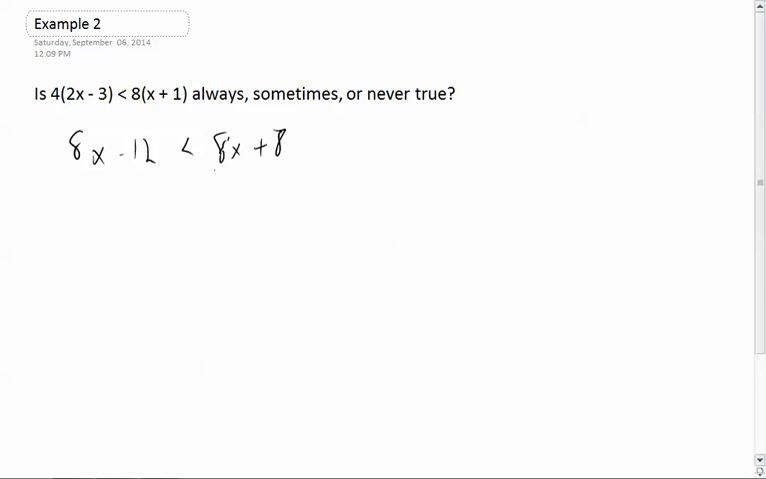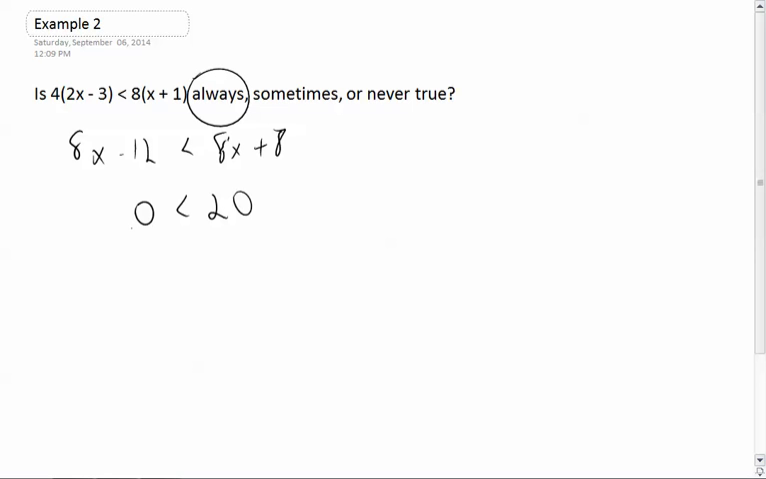Let's combine like terms. What I'm going to get here is if I move the 8x over to this side, and I subtract it from both sides, I'm going to get 0 is less than, now let's move that over, 0 is less than 20. Is that a true statement? Is 0 less than 20? Is it always true? And the answer is it's always true.